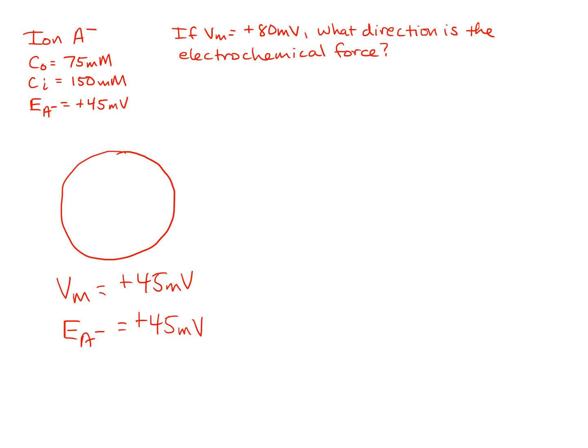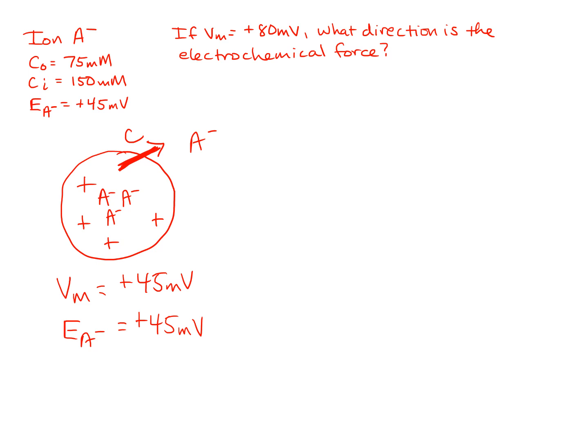And then we'll draw our membrane potential here. So we'll draw some pluses there. And then we're going to draw the concentration gradient. So we've got more of our ion inside the cell than we do outside. Okay, so the chemical driving force is going to be directed outside, going from high to low concentration.